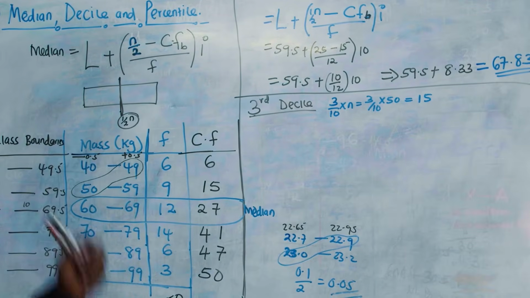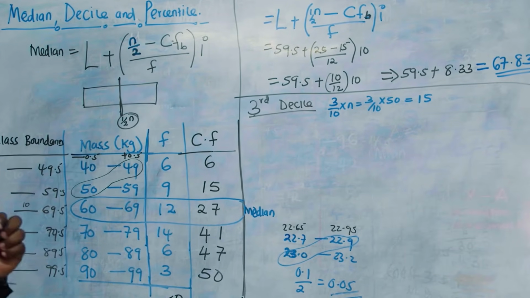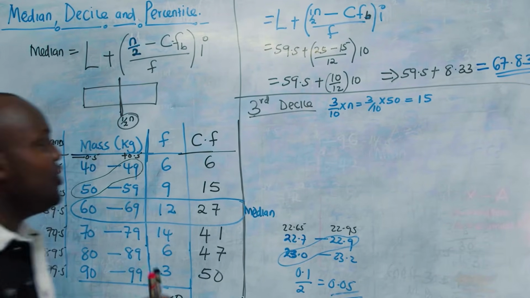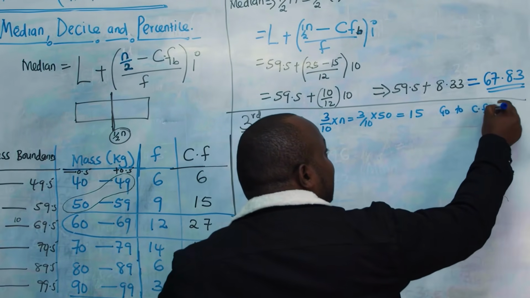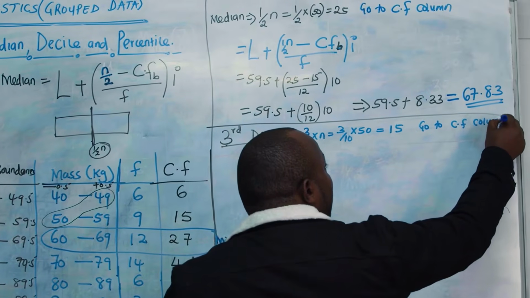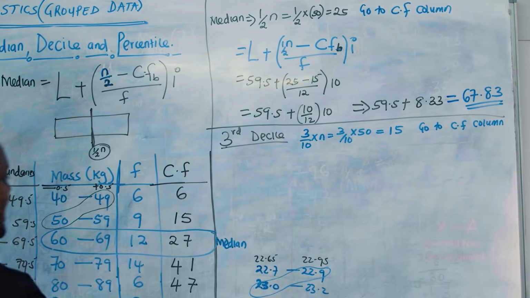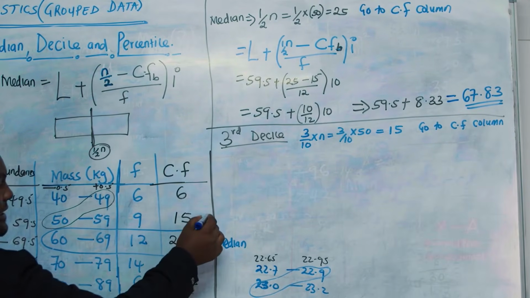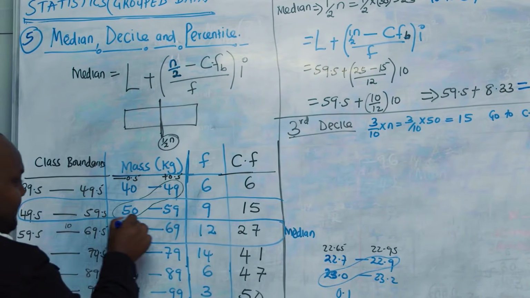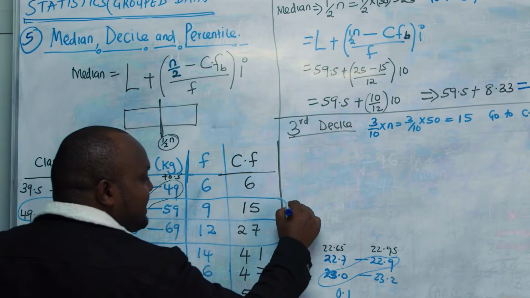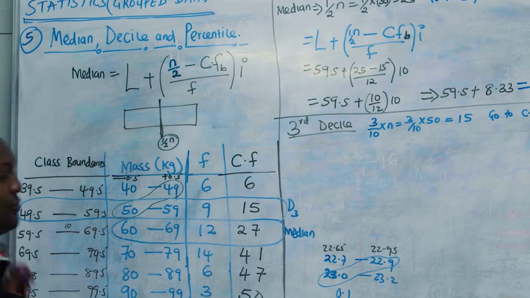We said when you get that one, that is what will be guiding you. When you get that one, you go to the cumulative frequency column. So we come here and look at where we are getting 15. Automatically we are getting it at this class. So I can say that decile, we are going to get it there.